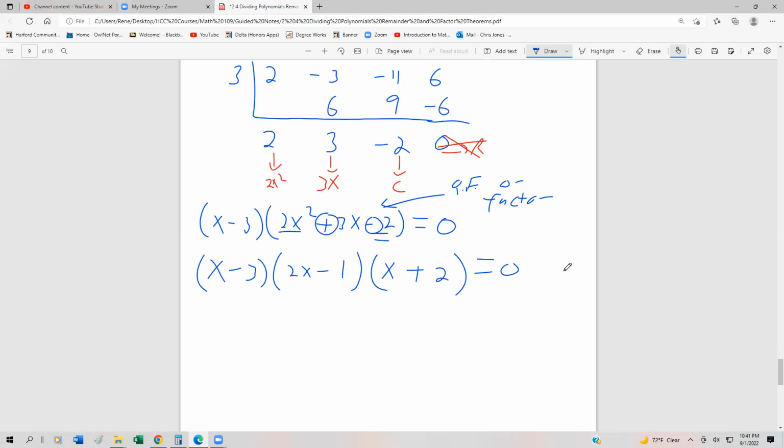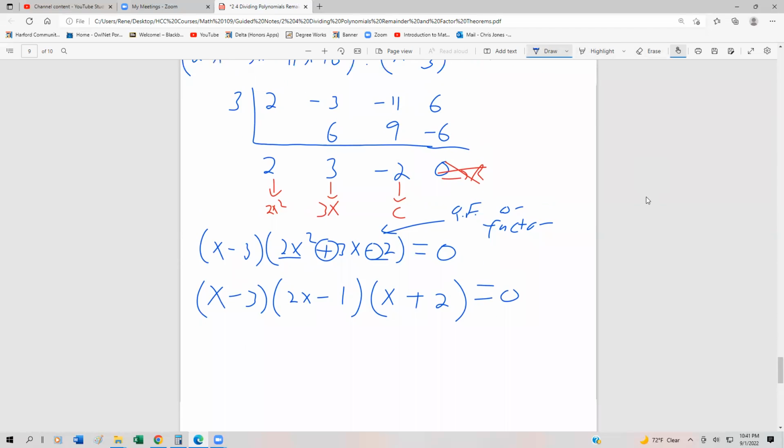And of course, if we don't trust this, we can FOIL this out, okay? So 2x times that is 2x squared. 2x times 2 is 4x. And then we get a -x, and then we get a -2. And that actually gives us what's above. All right, so that's a way that you can always check your factorization, is to FOIL it back out. Okay, and there are other ways to factor, but that's just the way that's a little bit easier.